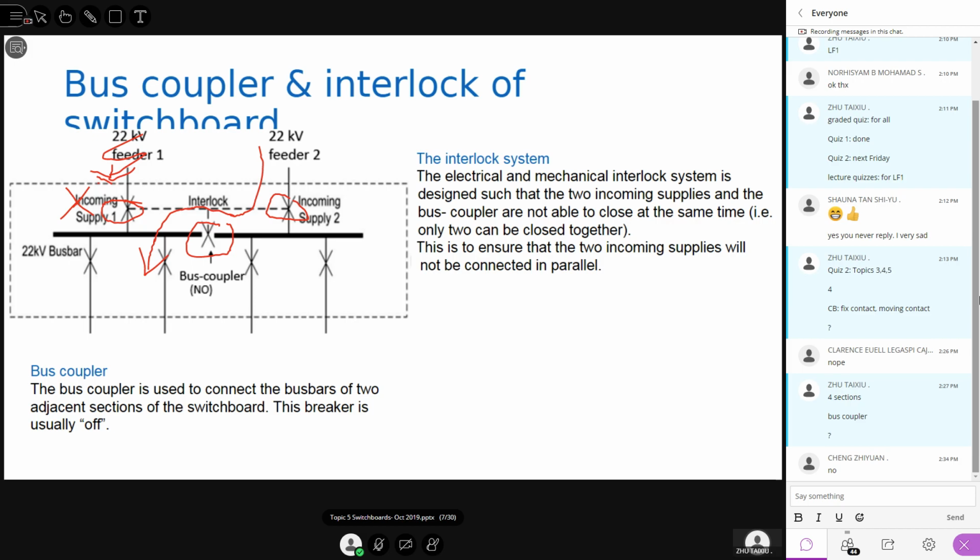And this design is also cheaper compared with the ring design, because in the ring design, the required switching capacity is higher because of the larger fault current, the larger fault level. Anyway, you learned this in topic 1.